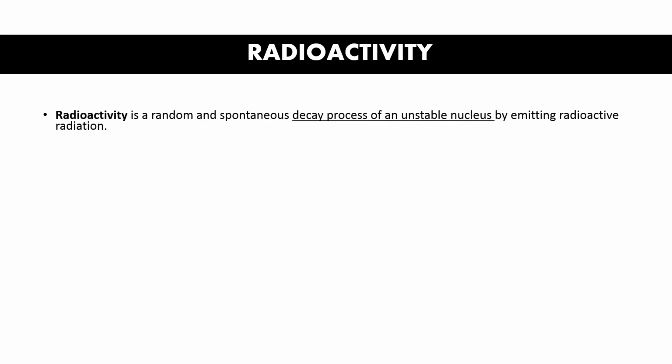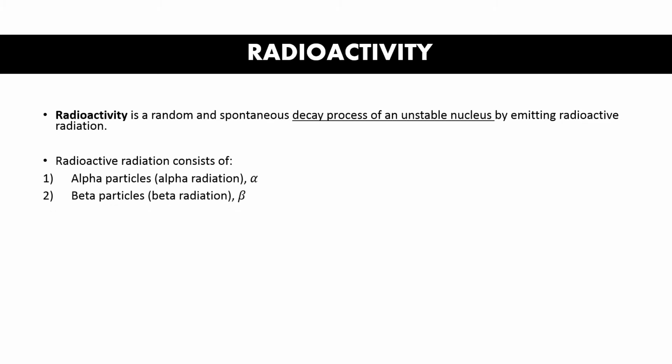Now, let's move on to radioactivity. Radioactivity is a random and spontaneous decay process of an unstable nucleus by emitting radioactive radiation. I repeat, unstable nucleus. Radioactive radiation consists of number 1, alpha particles, number 2, beta particles, and number 3, gamma rays. Here you can see the symbols for alpha, beta, and gamma.